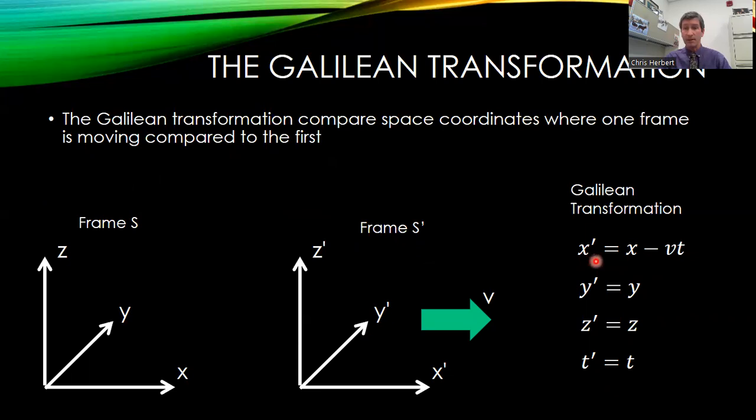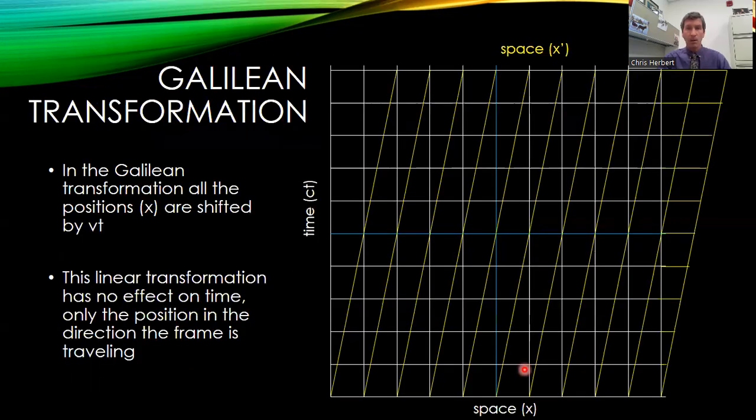So there you can see the difference between my primed or moving frame of reference compared to my original inertial frame of reference. Again, all the other coordinates are unchanged, y and z, which are perpendicular to the direction of movement. No change there. And time is pretty much just held as absolute.